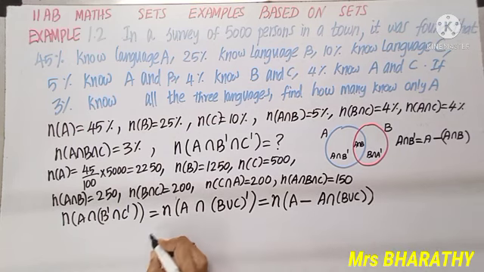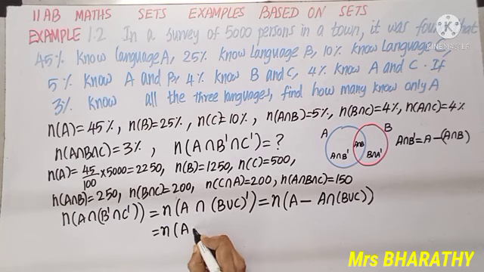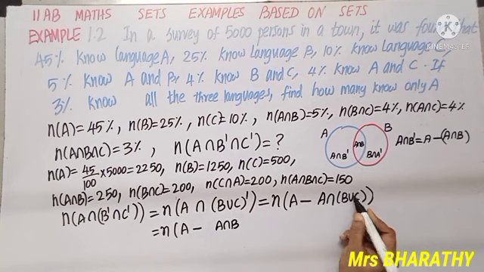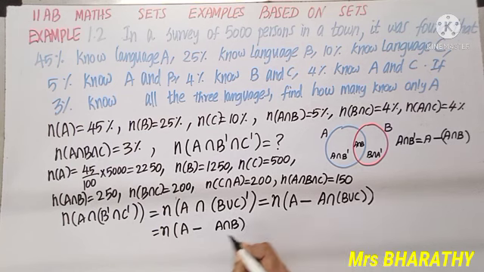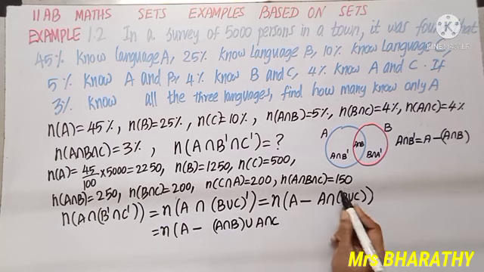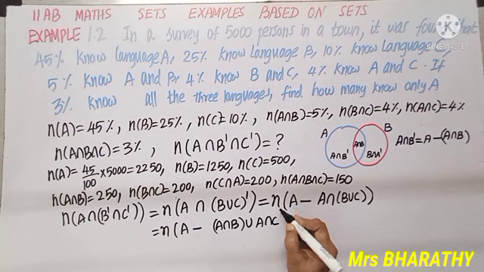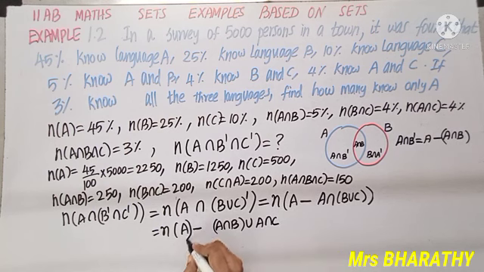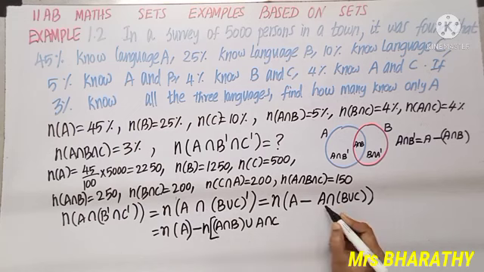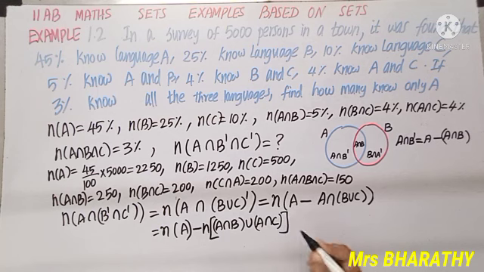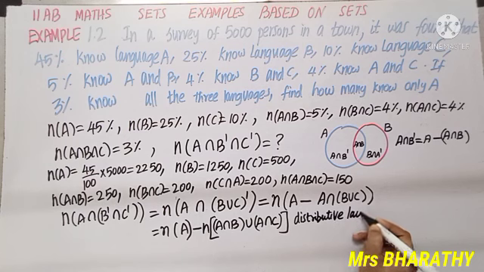How to write this? N of A minus. How to write this one? A intersection B union C, by distributive law, is A intersection B union A intersection C. And cardinality can be split. So it is N of A minus N of A intersection B union A intersection C. So we have used the distributive law for intersection over union.